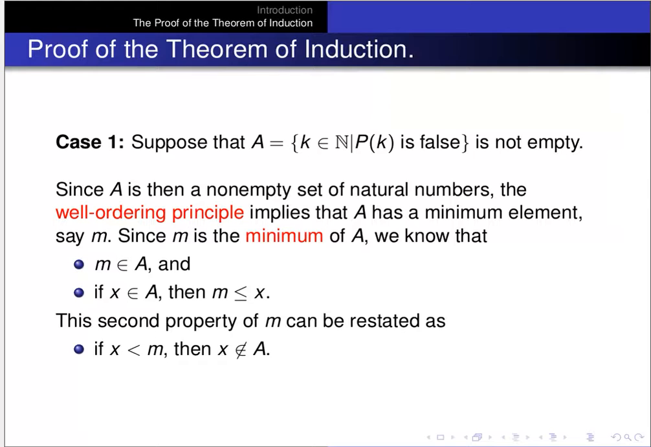Instead of saying that if x is in A, then m is below x, we'll say that if x is below the minimum, then it can't be in A. So if x is below the smallest thing in A, then we know x is not in A. We're going to use that reformulation of the second criteria for being a minimum.